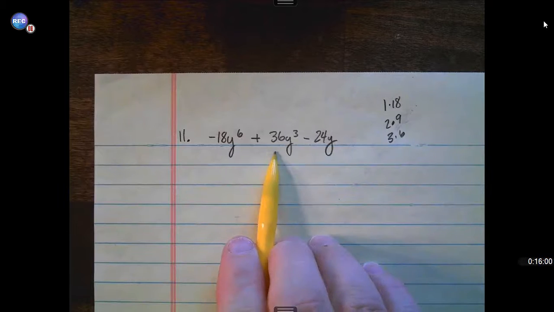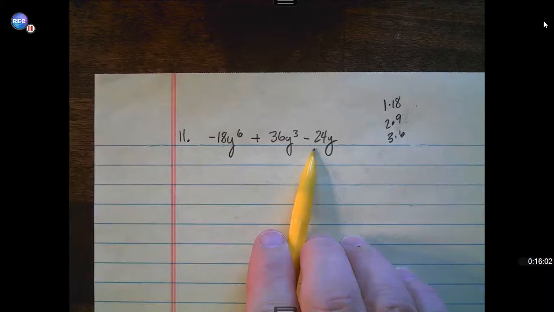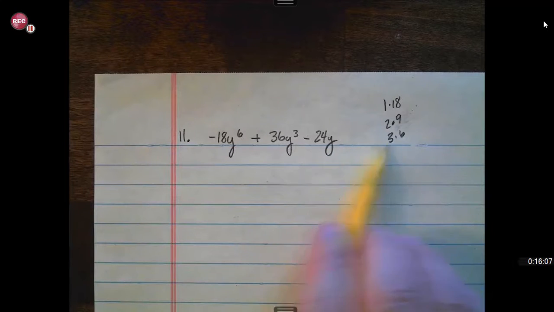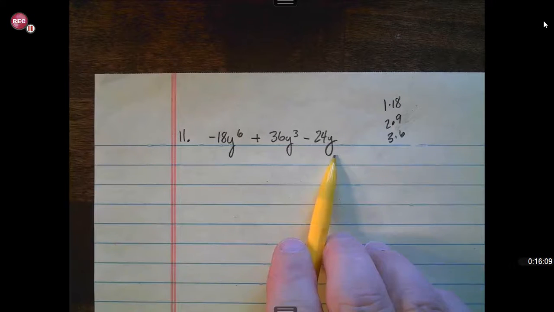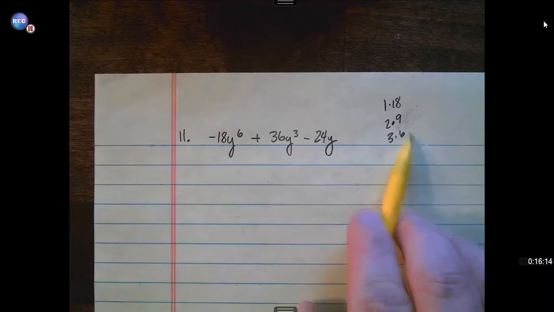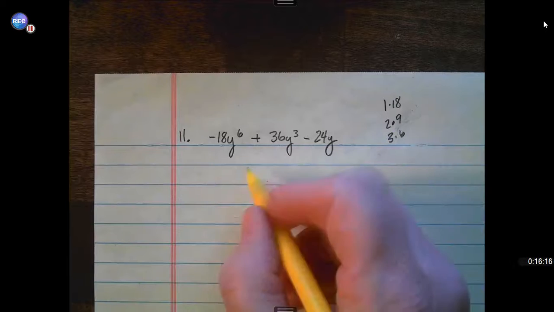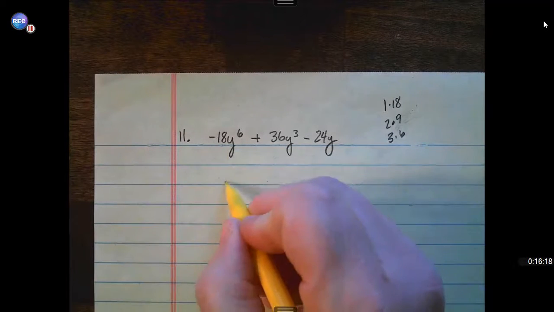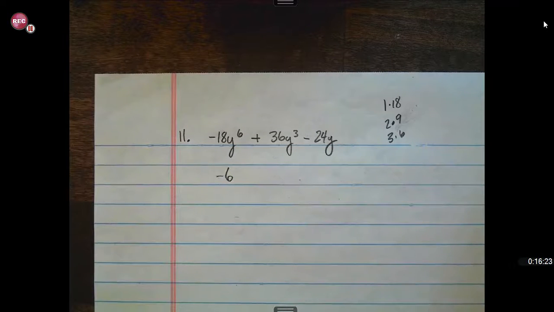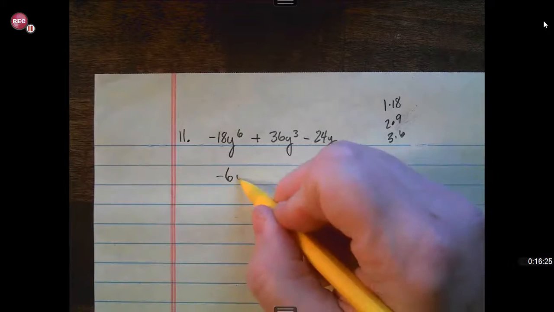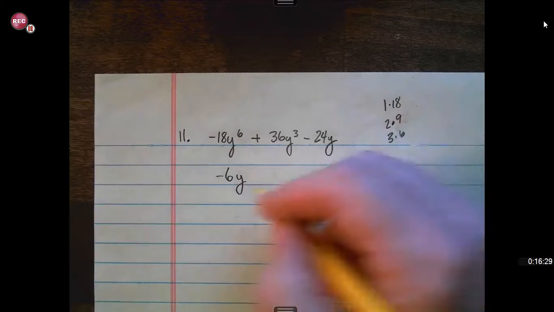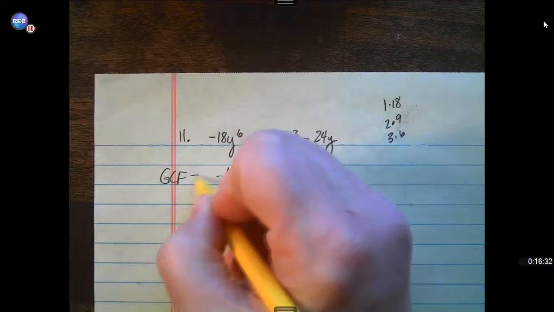9 goes into here, but it doesn't go into here. 2 obviously goes into all 3, but is that the greatest? 3 goes into all 3, but again, is that the greatest common factor? 6 goes into all 3. So that's what I would say is the greatest common factor. And remember, when there's a negative out front of my leading coefficient, we usually take out a negative 6. And then it looks like I can take out a y, and that's it. So the greatest common factor is negative 6y.